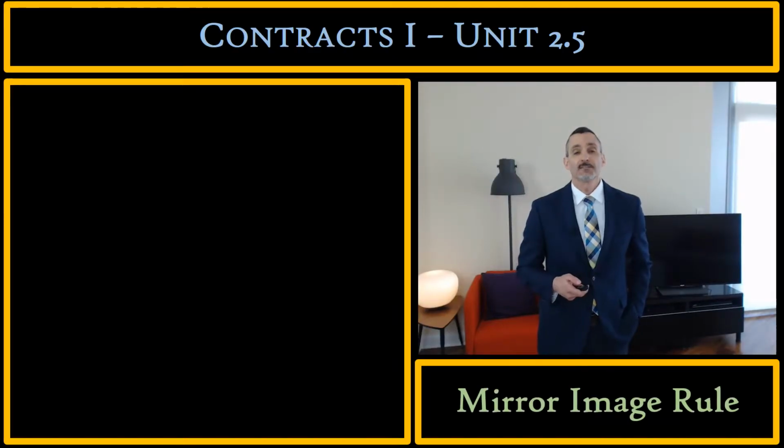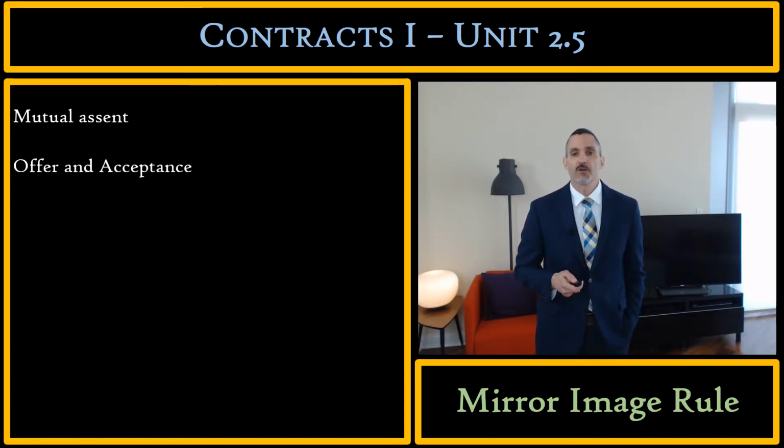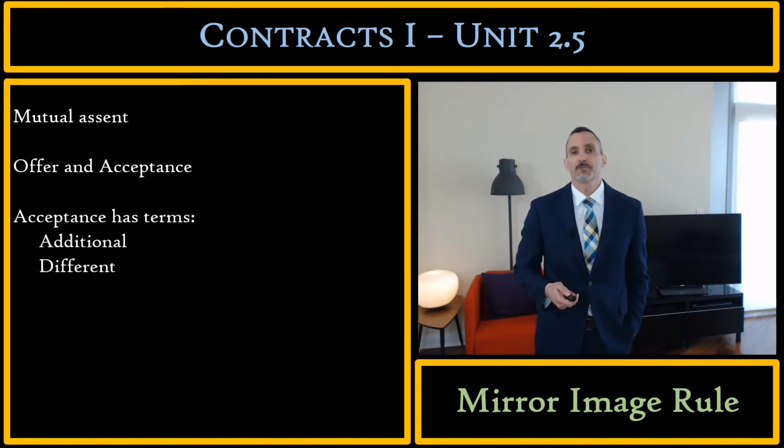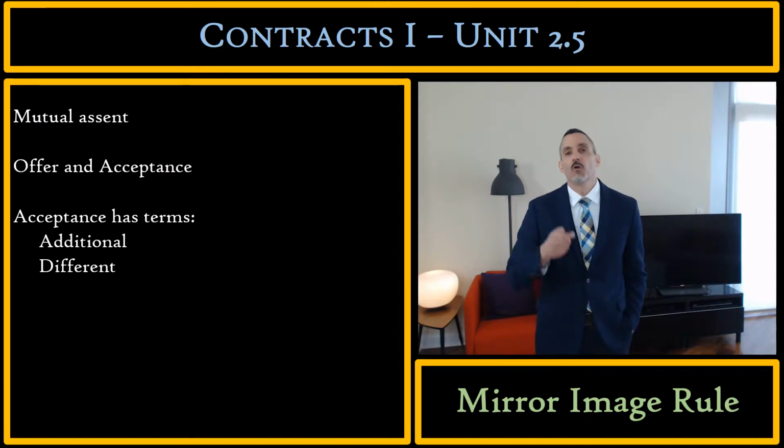All right, let's learn about the mirror image rule. But first, let's set up the context for the mirror image rule. Remember, we're talking about mutual assent, and we're talking about offer and acceptance. The mirror image rule deals with a situation where the offeree's acceptance has terms that are additional to or different from the terms of the offer. In other words, the acceptance is somehow different from the offer.